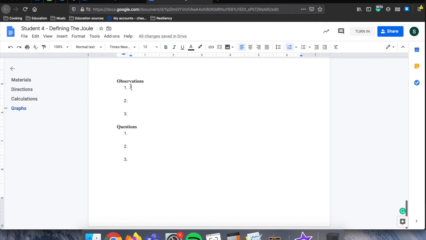Then come down here to the bottom. I only have 3 here for observations, but I want 5. I want 5 total. The ends are just so I can enter and make more numbers. So I want 5 observations, and I want 5 questions, okay? You put a lot of work into this. Let's make it count.